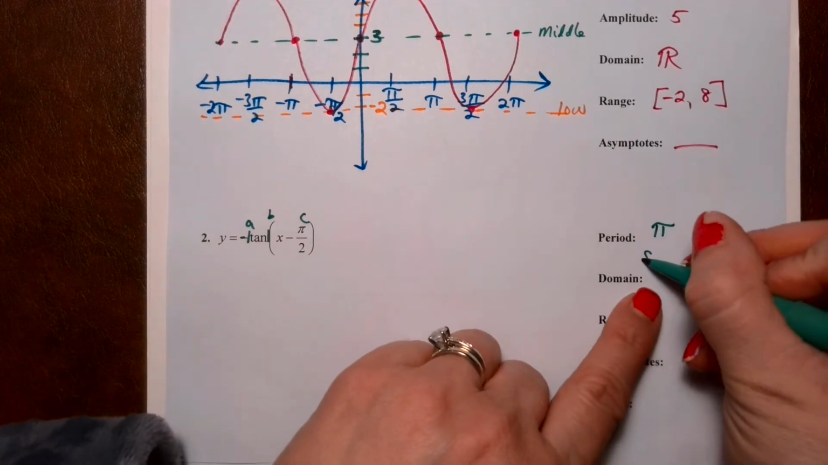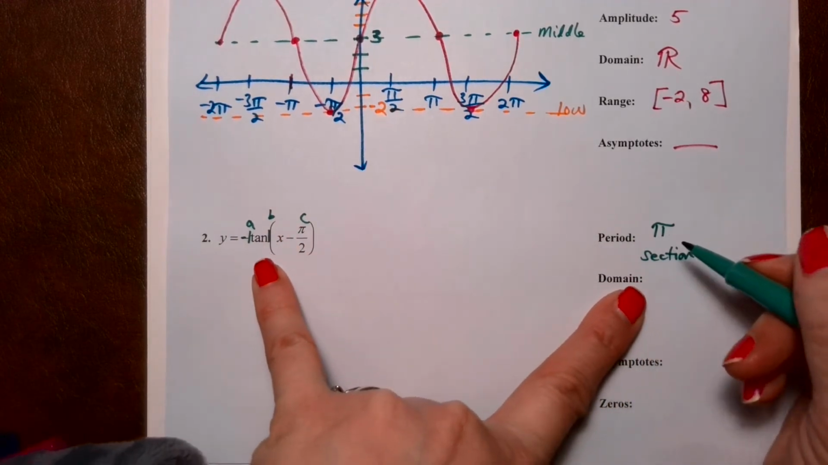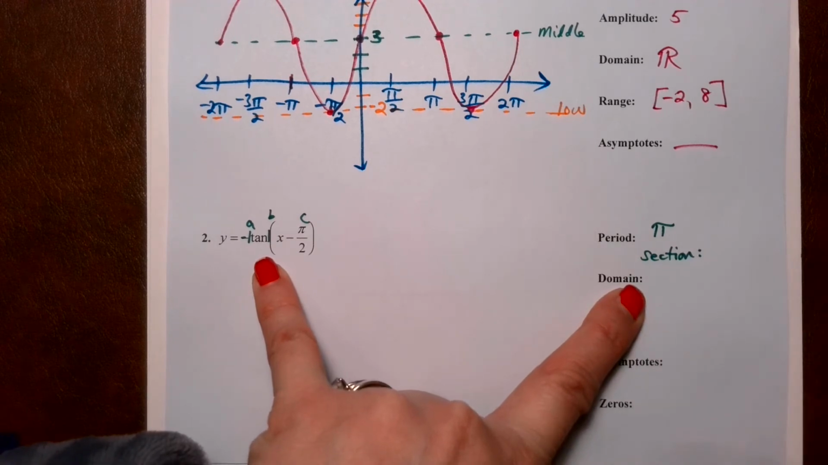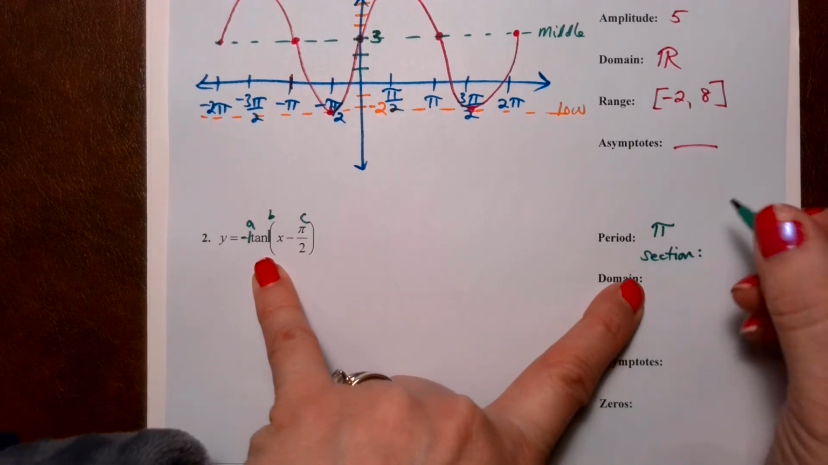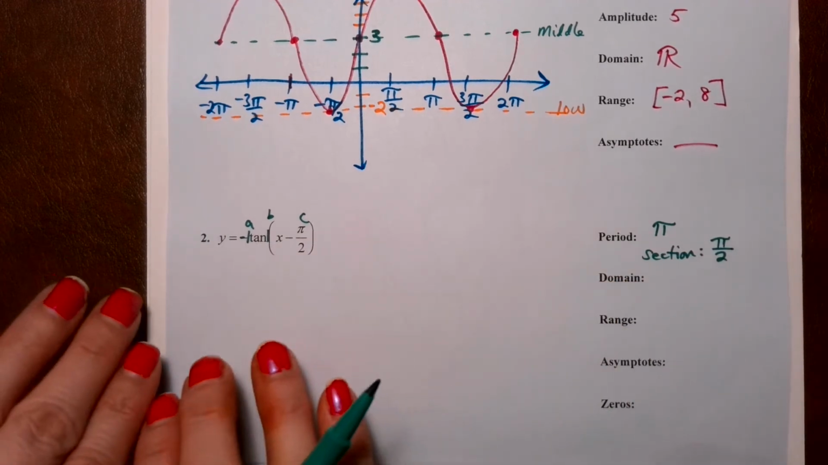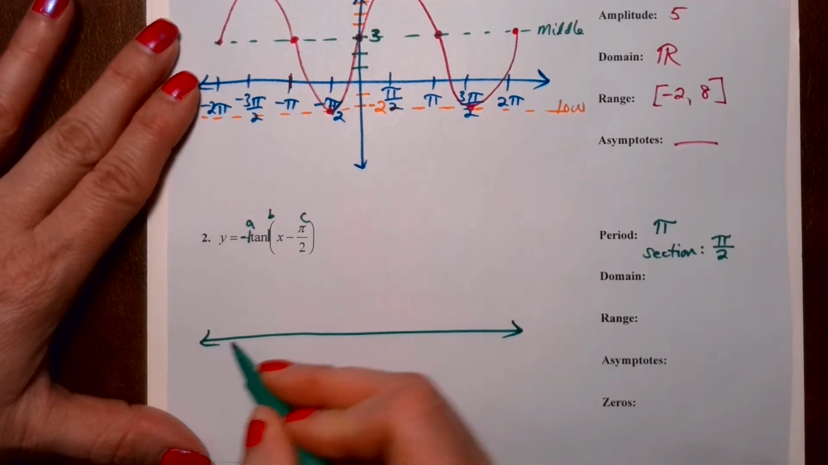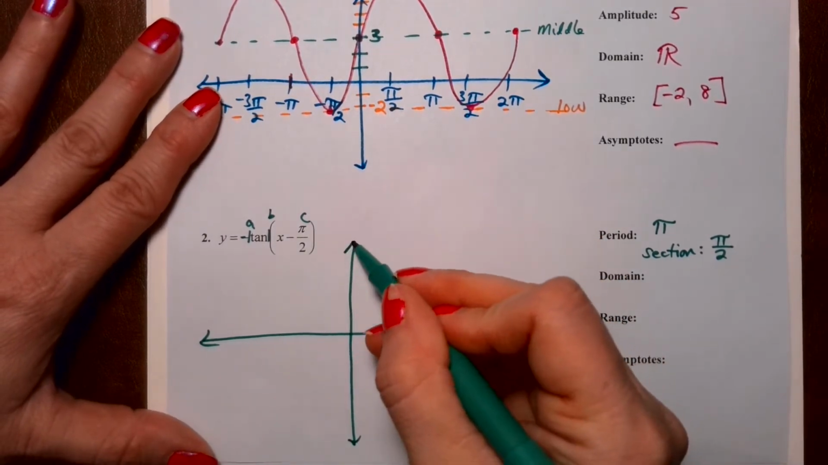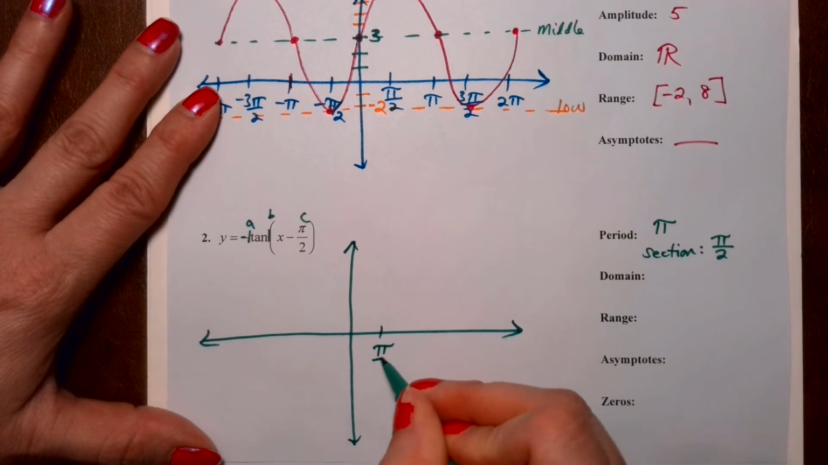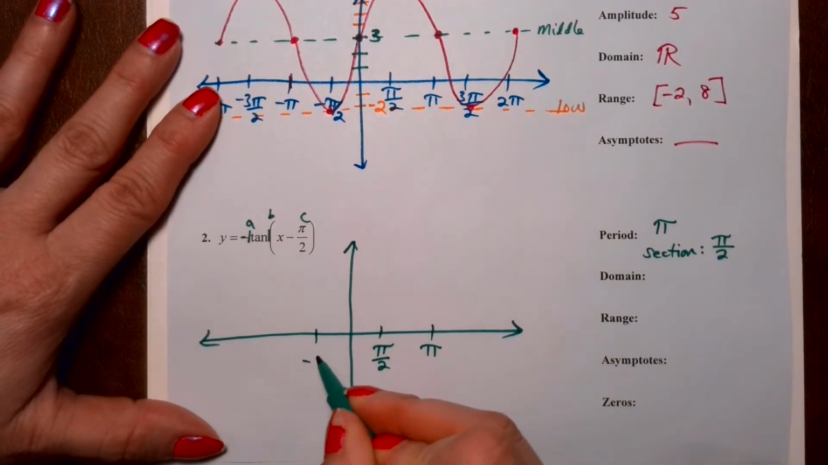And then what would the sections be? How many sections do you divide a tangent graph into? Yes, we divide them into 2 sections, so that would just be pi over 2. After you get your x-axis values, let's make our x-axis. We'll have 1 pi out of 2, 2 pi out of 2, and we'll go the other way.